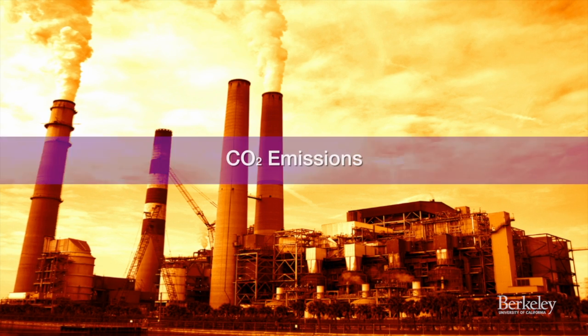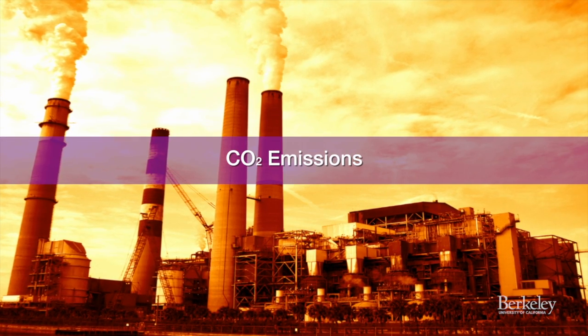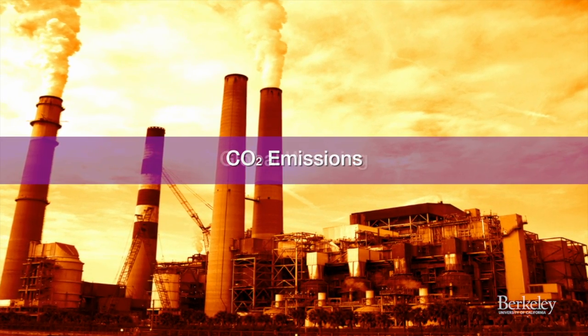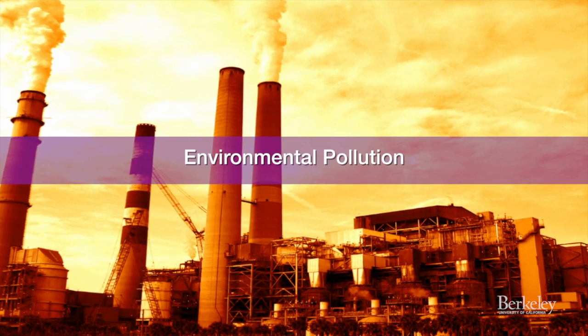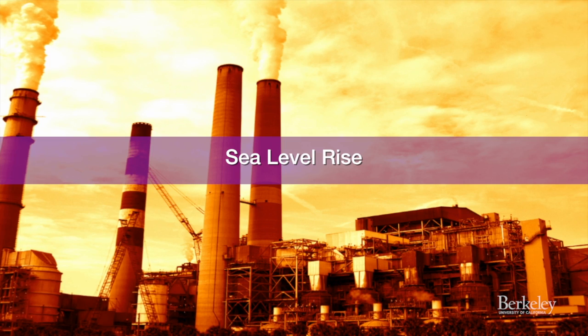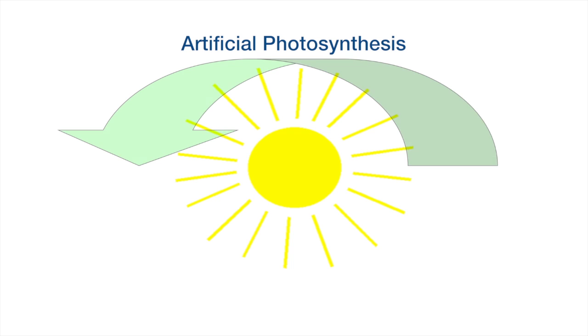For example, the CO2 concentration in the atmosphere is already passing 400 ppm. We have the issue of global warming, we have the pollution issue, and the sea level is rising. So in order to mitigate these problems, we need to introduce more and more renewable energy technology into our overall energy portfolio. One such technology is called artificial photosynthesis. This technology is a process that can convert solar energy and store it in chemical bonds.